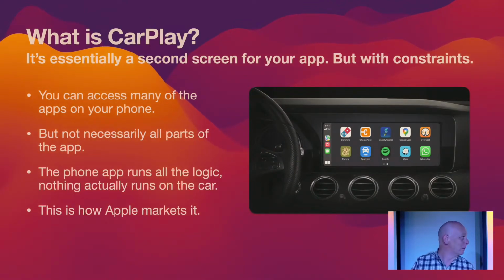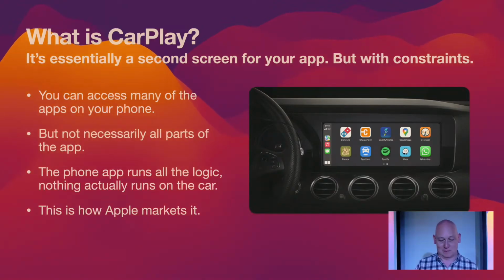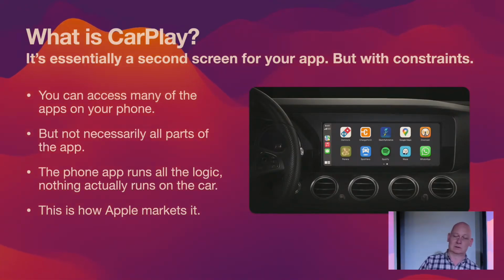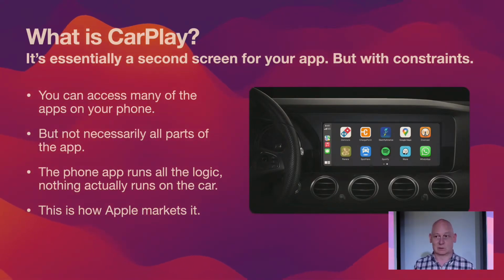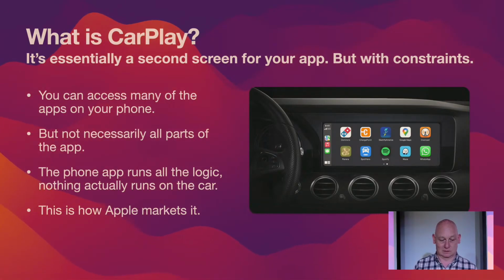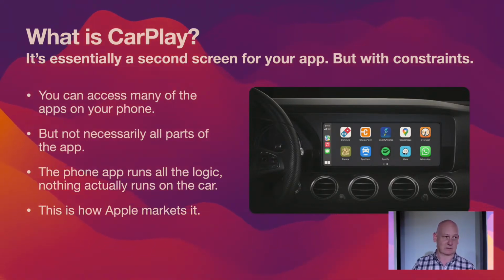CarPlay lets you access many parts, but not all parts of apps. So in messages, for example, someone sends you a photo, CarPlay will say something like, Rob said, this is the place, and sent a photo, but it won't actually show you the photo. It could show you the photo, it can draw images on screen, but that might distract you when you're driving, so it doesn't do it, which is fair enough. All the logic for CarPlay apps runs on the phone, so it's essentially a second screen for your app, is the way to think about it.